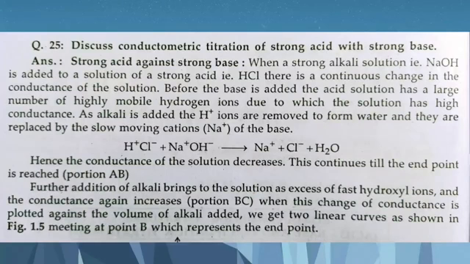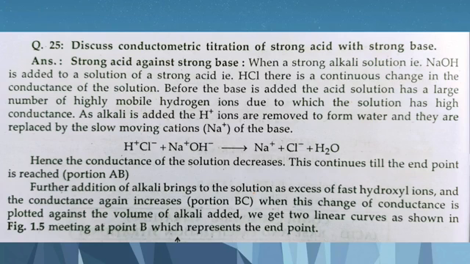Now the next question is discuss the conductometric titration of strong acid with strong base. Previously it was weak acid versus the strong base. Now strong acid versus the strong base. When a strong alkali solution, that is sodium hydroxide, is added to the solution of the strong acid, which one? That is the hydrochloric acid, there is a continuous change in the conductance of the solution because both are strong. So what happens? The neutralization reaction takes place faster.